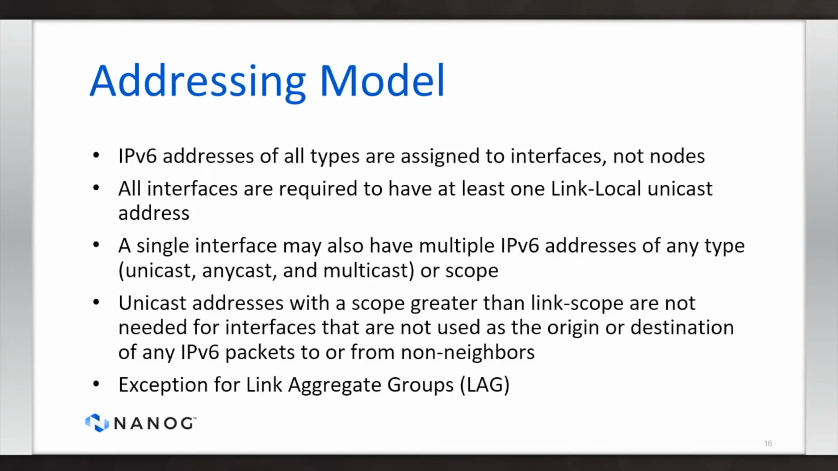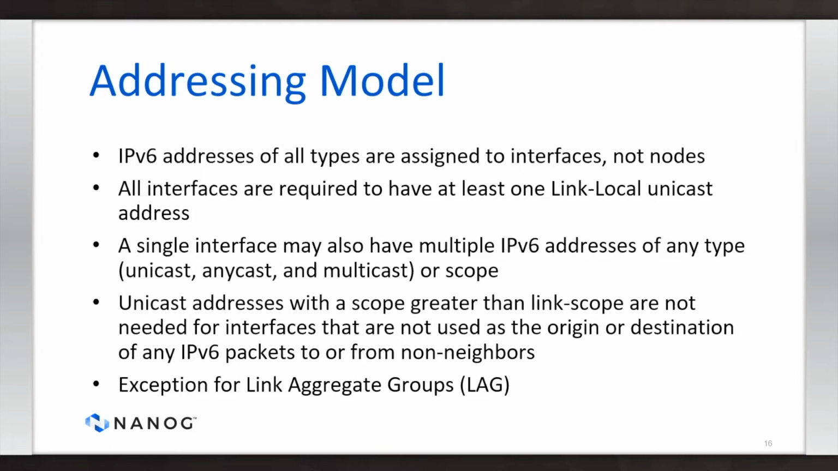Now, let's talk about the addressing model. This may seem obvious, but it's really important. IPv6 addresses of all types are assigned to interfaces, not nodes. That includes the loopback interface. It's assigned to the interface and not the node. All interfaces are required to have at least one link local unicast address. So no matter what an interface is, it's got a link local. A single interface may also have multiple IPv6 addresses of any type: unicast, anycast, multicast, or of any scope.